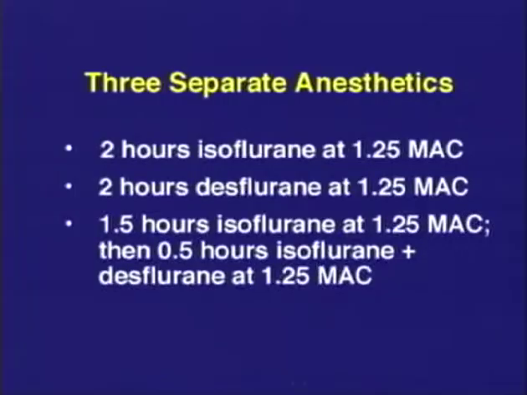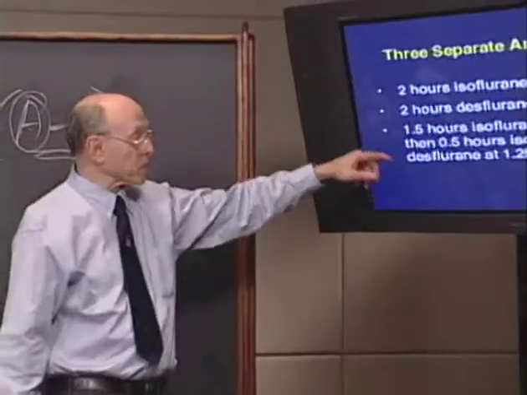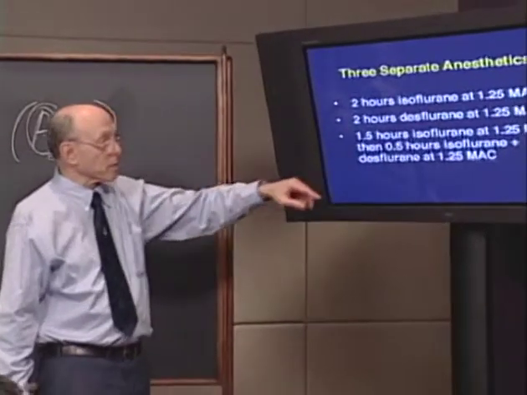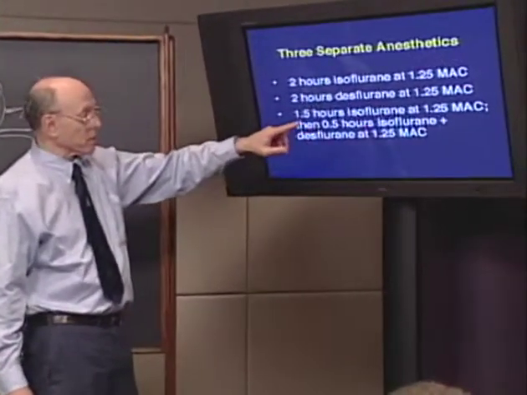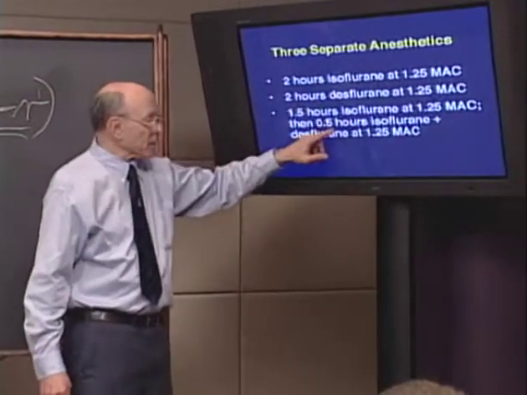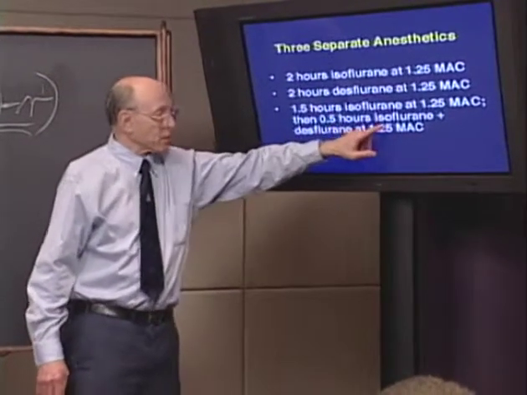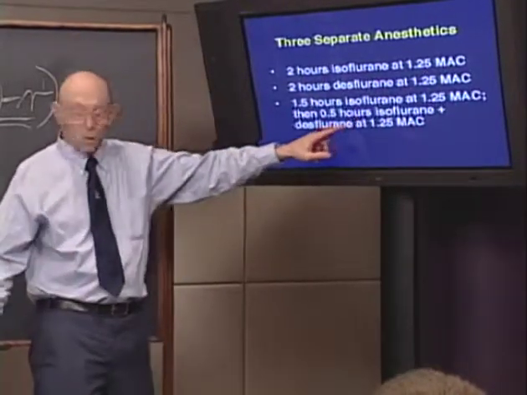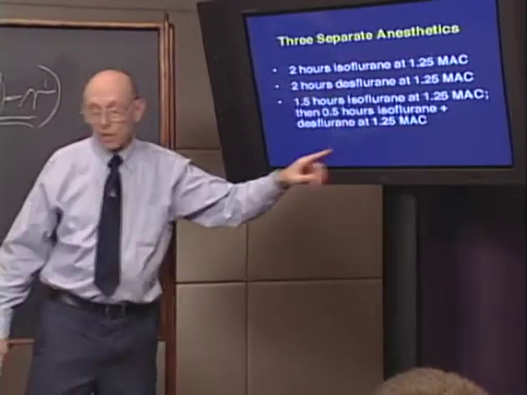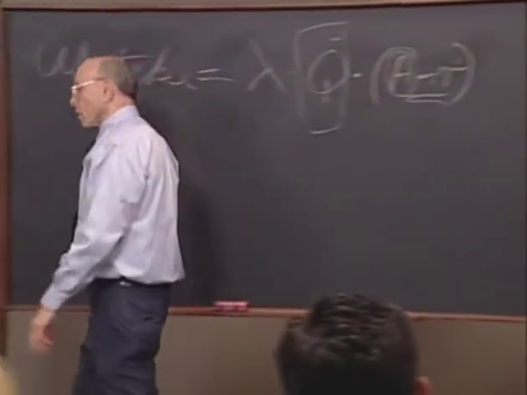To test this, we're going to give 3 anesthetics to the same people. So each person in this trial gets 2 hours of isoflurane at 1 1/4 Mac. Each person gets 2 hours of desflurane at 1 1/4 Mac. And then they also get 1.5 hours of isoflurane at 1 1/4 Mac. And for the last half hour, the isoflurane is turned off, but there's some left because it doesn't leave the body right away. And we add desflurane in order to make the total 1 1/4 Mac.